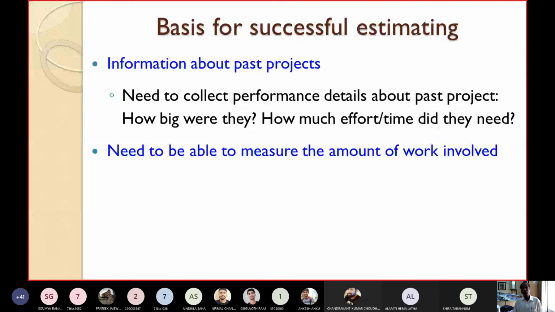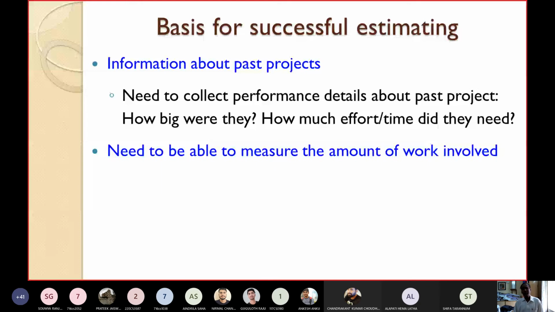The second thing is you need to be able to measure the amount of work involved. How much work was involved in that task or activity in that project? You should measure it in some way. Then only can you estimate for your current project. If you know this for the past projects, you can measure the amount of work that will be involved in your future project.